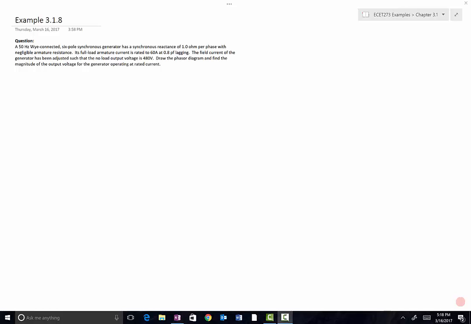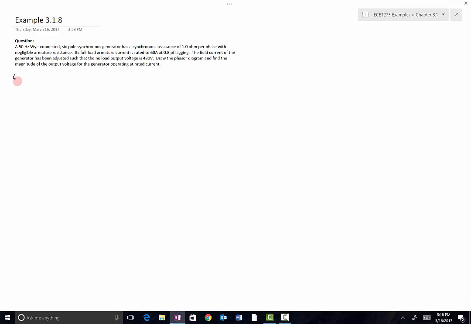Example 3.1.8, a 50 Hz Y-connected 6-pole synchronous generator has a synchronous reactance of 1 ohm per phase with negligible armature resistance. Its full load current is rated to 60 amps at 0.8 power factor lagging, and the field current of the generator has been adjusted such that the no-load output voltage is 480 volts. Draw the phasor diagram and find the magnitude of the output voltage for the generator operating at rated current.